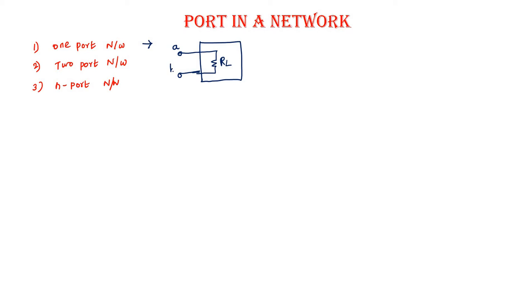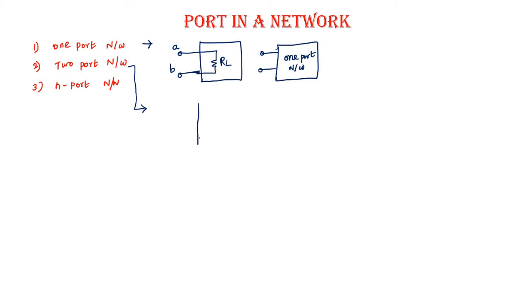Here the terminals A and B. And the general form of representation of one-port network is one-port network. Here we are having two terminals. And next I am going to explain about two-port network.